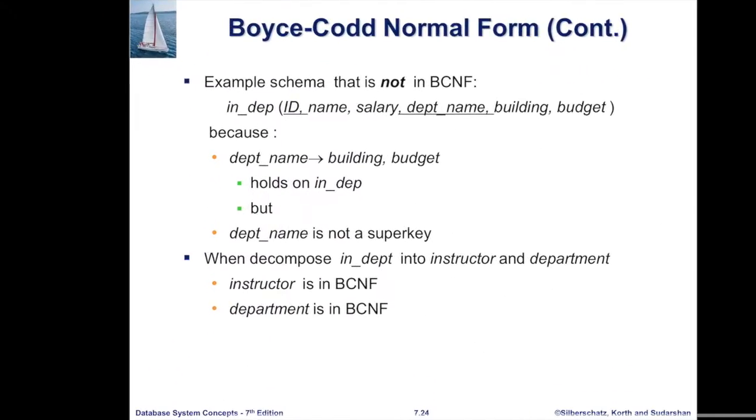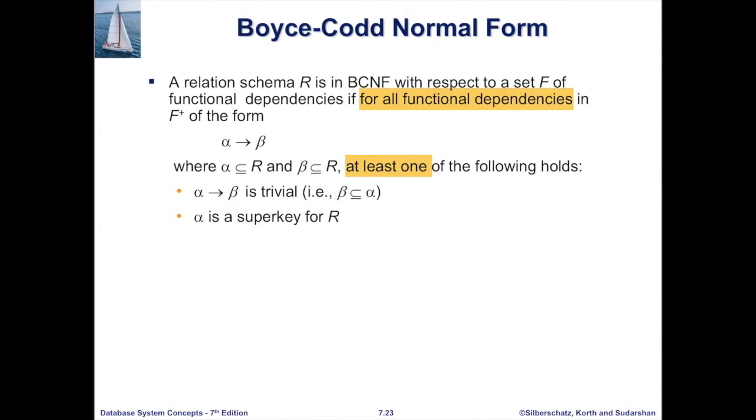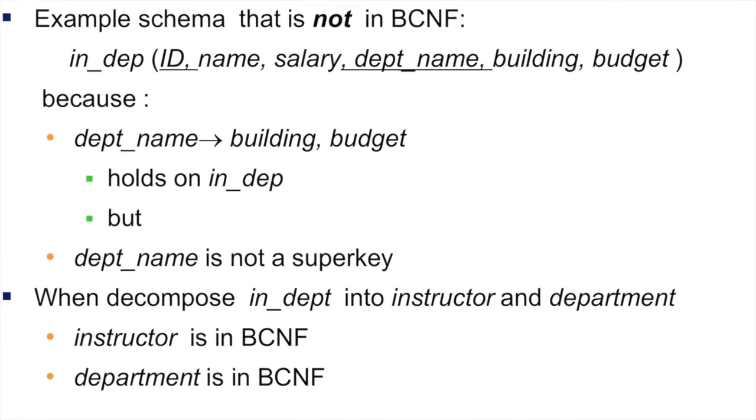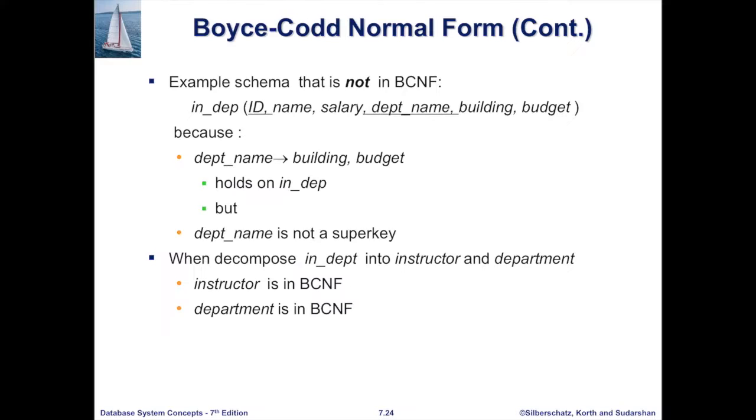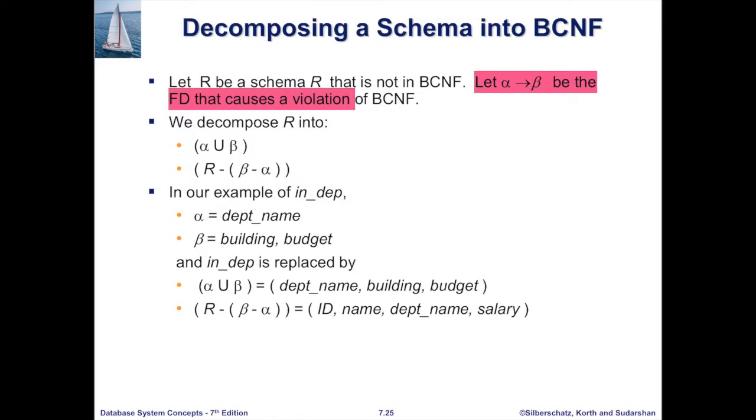So, non-trivial din yung alpha to beta natin dito. Because building budget is not a subset of department name. Okay? Pero, if we decompose this in-depth table to two different tables, instructor and department, magiging super key si department sa department table. So, it is in BCNF.